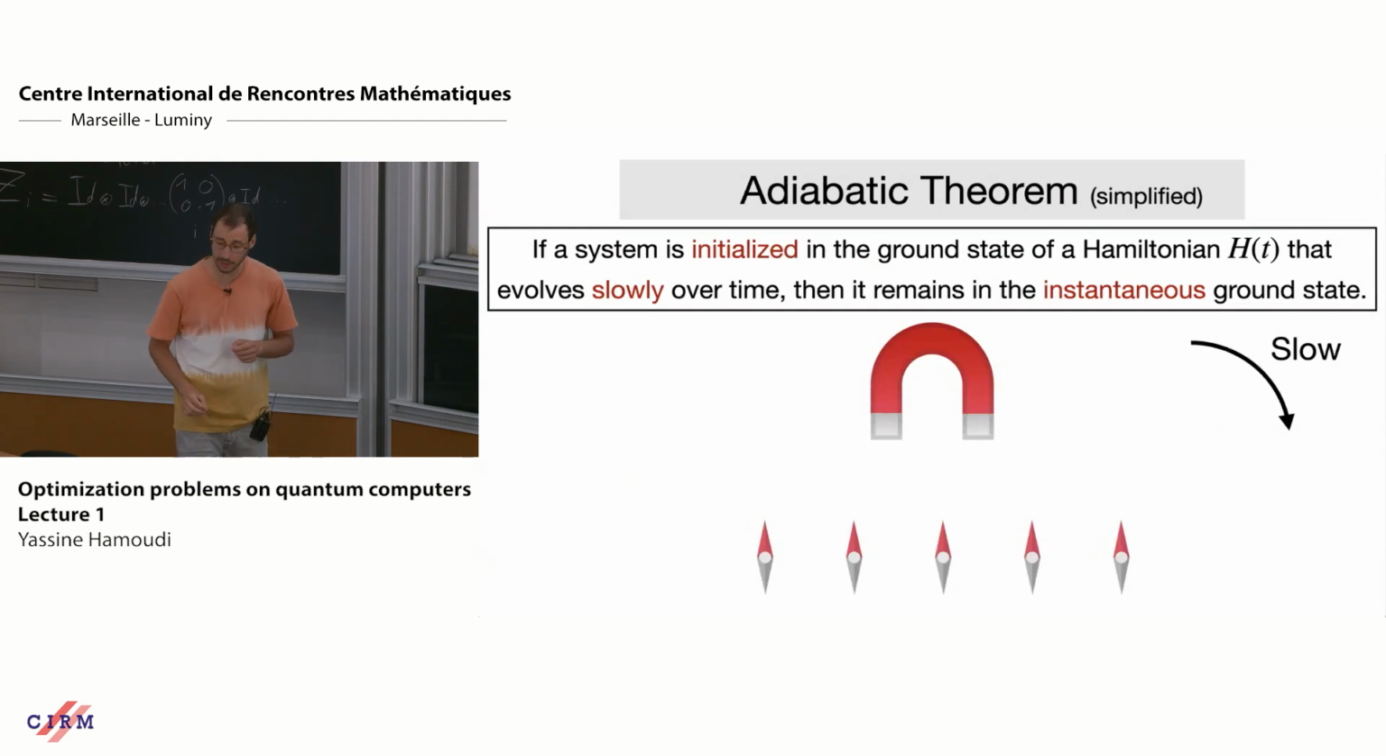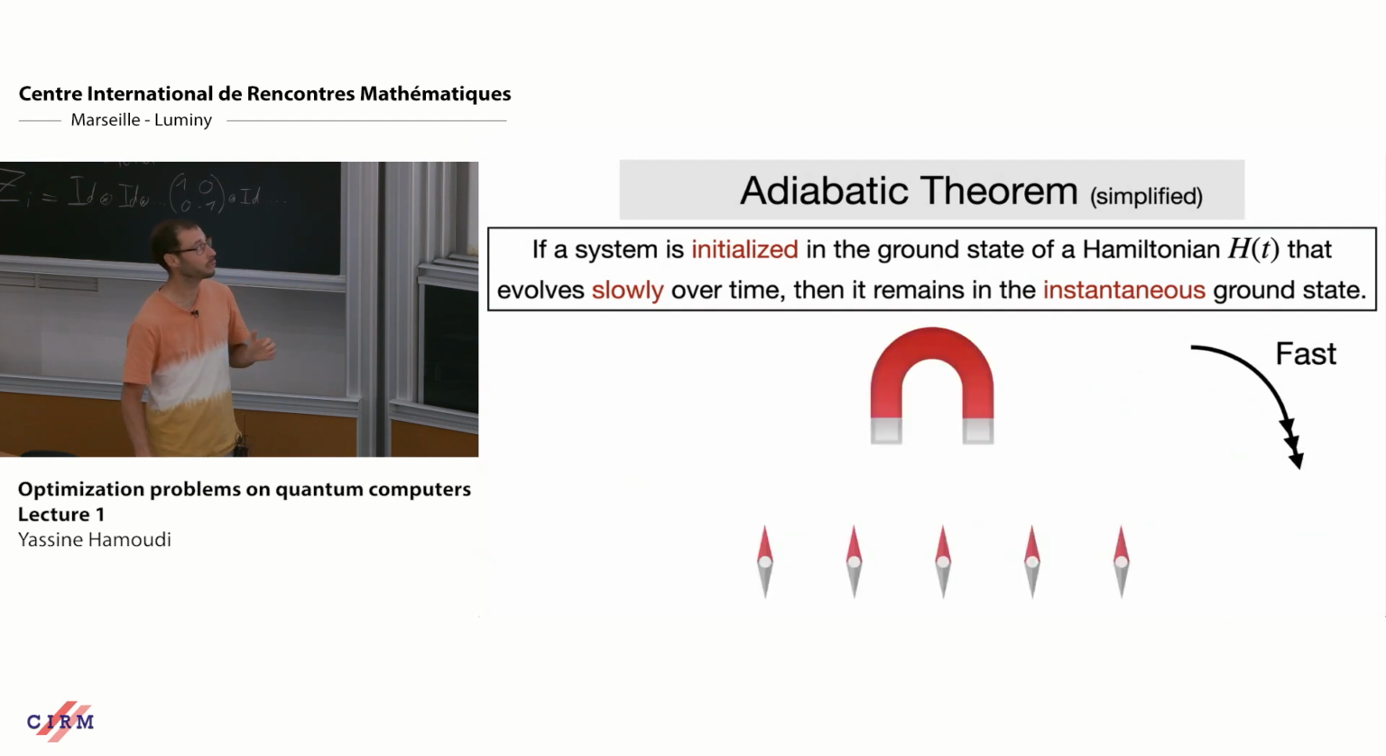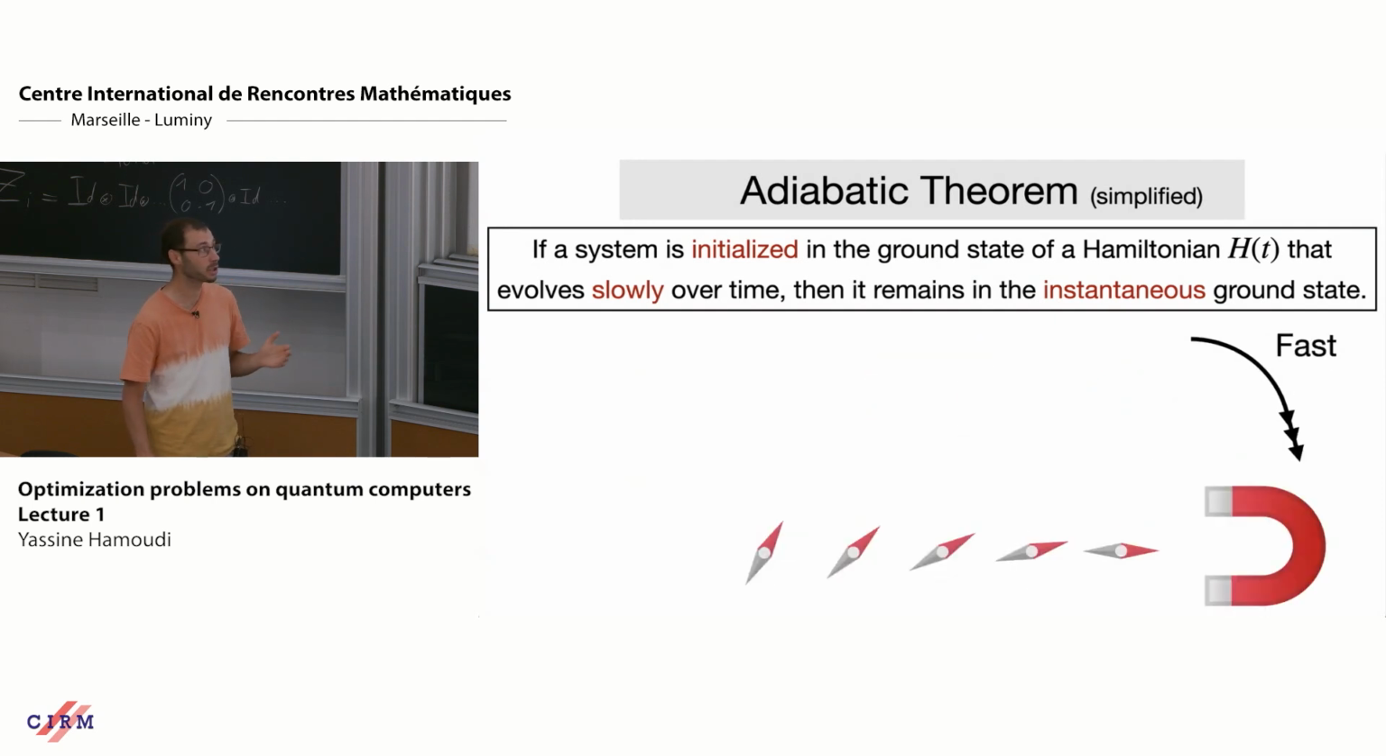What the adiabatic theorem says is that if you have a system which is initialized in the ground state of a time-dependent Hamiltonian, and if the Hamiltonian evolves slowly enough, then the state will remain the ground state of the current Hamiltonian at all times. Just to give you a picture, let's say you have a magnet and you are making it move slowly to the right, well, they will just stay aligned. But if you evolve it very quickly, then they may not be aligned anymore.